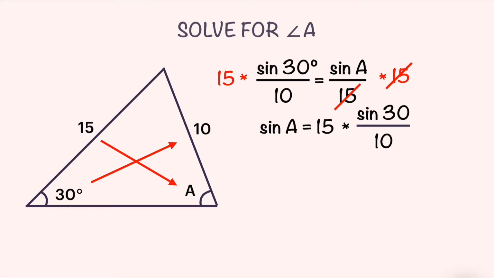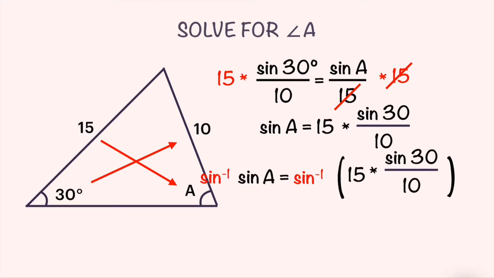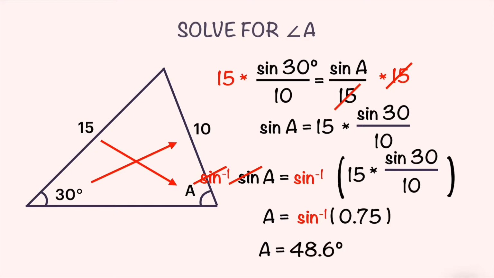To isolate our variable A, we're going to take inverse sine on both sides of the equation. On the left side, inverse sine and sine cancel each other out, so we only have A on the left side, and on the right side, we have the inverse sine of what we had before. If you plug in what's in the bracket into your calculator, it'll give you the answer 0.75. And when you take the inverse sine of that, the calculator will tell you that the answer is 48.6 degrees.